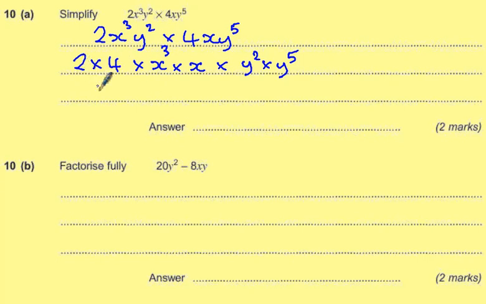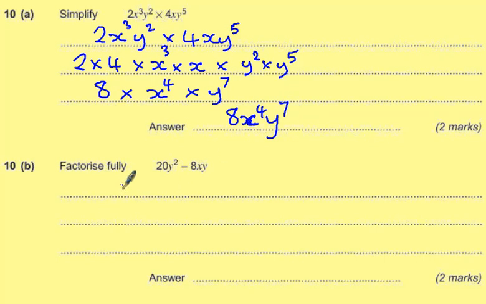So 2 times 4 is 8, times x cubed times x is x to the power 4, multiplied by y squared times y to the power 5. I will add the powers when I multiply indices. So y to the power 7. Final thing I need to do to simplify that: we don't show the multiplication in algebra. We simply have 8x to the power 4 y to the power 7.